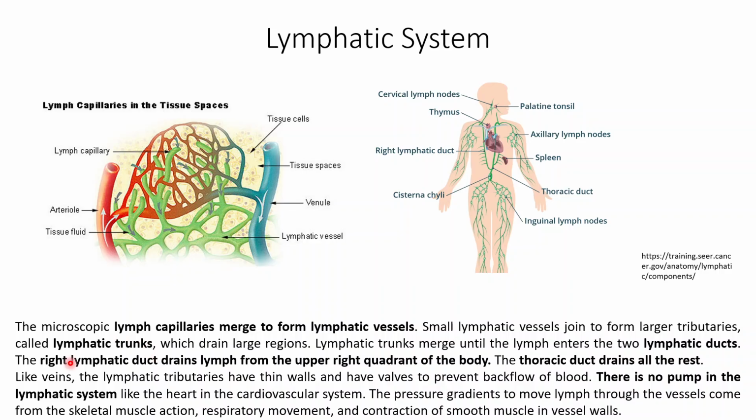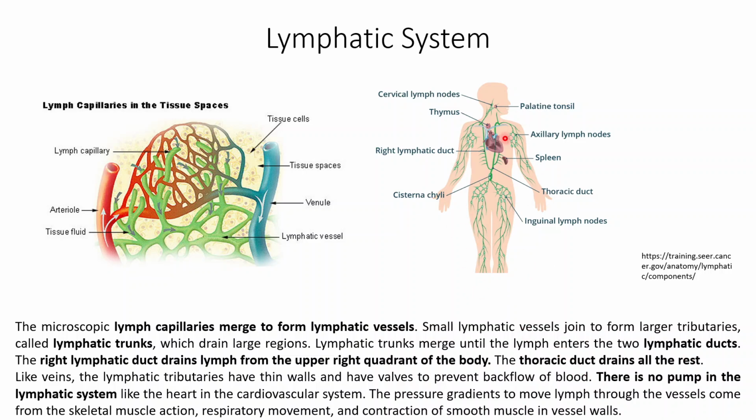So yeah, the lymphatic trunks drain large regions, and they merge until the lymph enters the lymphatic duct. There are two major lymphatic ducts in the body: the right lymphatic duct and the thoracic duct. The right lymphatic duct drains lymph from the upper right quadrant of the body, and the thoracic duct drains all the rest of it.